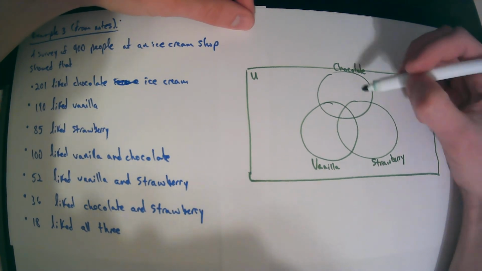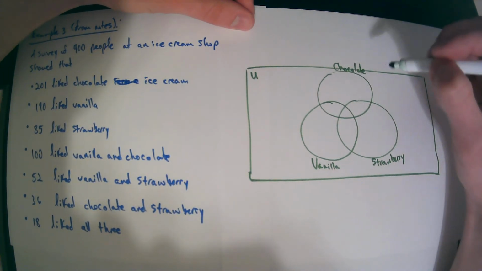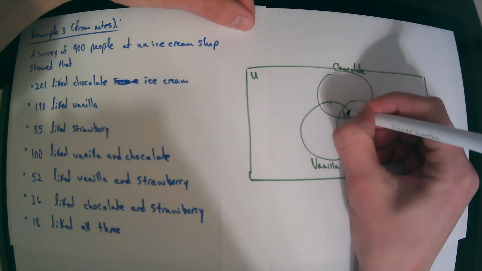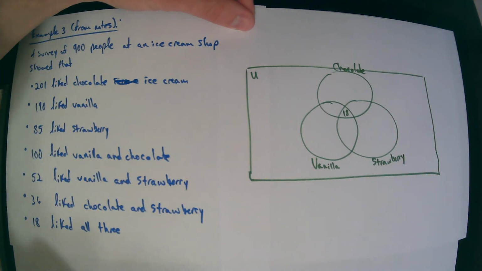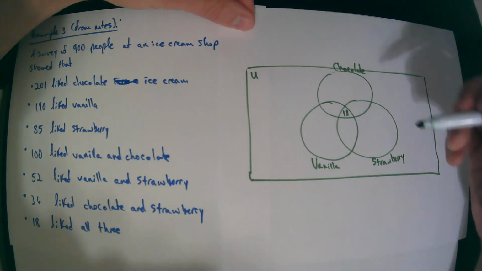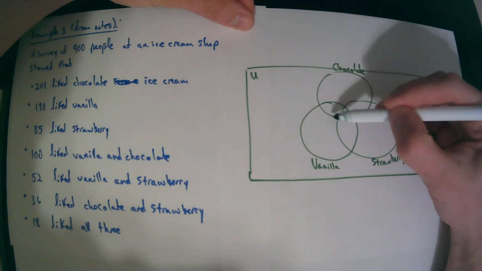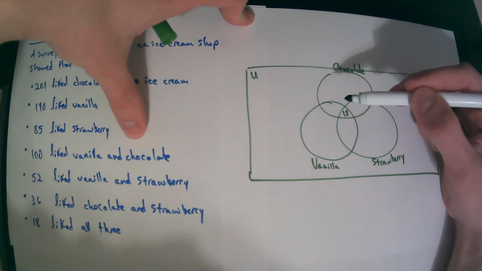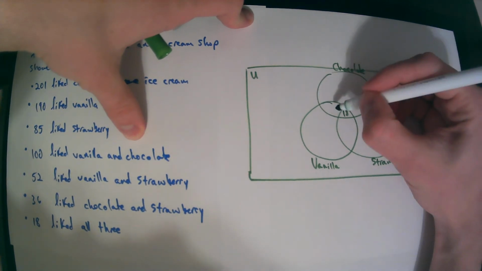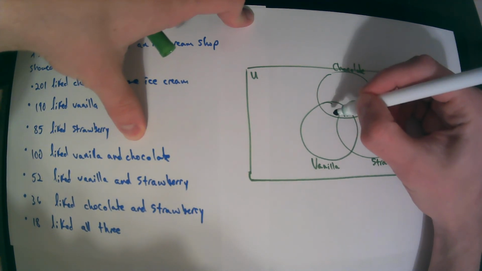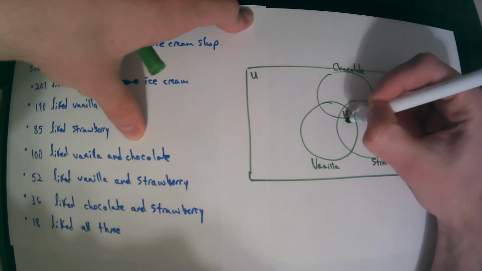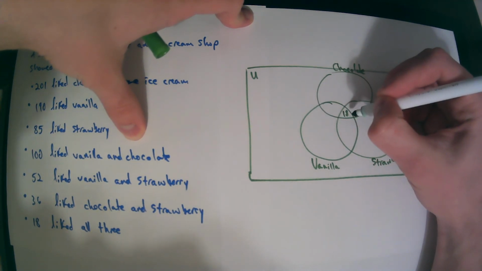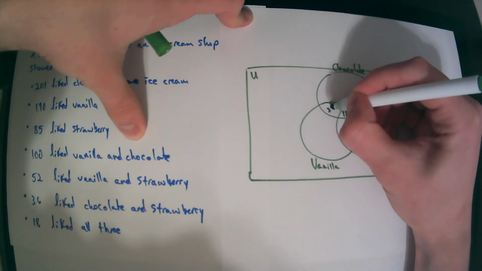So the way to do it is to always start from the very center, from the most exclusive spot. So 18 people liked all 3. That's what we start with, right there in the center. Now, this spot, the one I was just talking about, chocolate and vanilla. The number of people who like chocolate and vanilla is 100. So what do I write right here? Not 100, right? This whole section here is the number of people that like chocolate and vanilla. So that means that this must be 82.